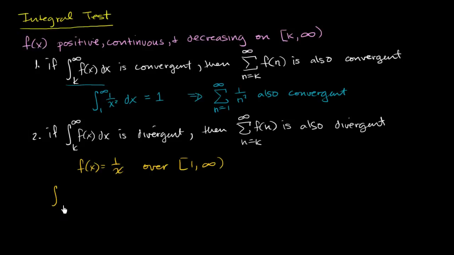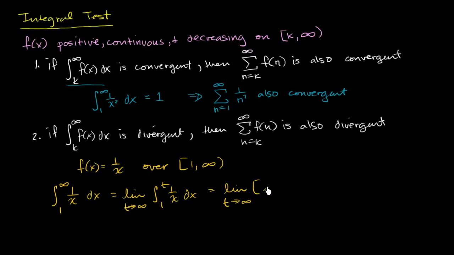So let's see what the improper integral from 1 to infinity of 1 over x dx would be. We could write this as the limit as t approaches infinity of the definite integral from 1 to t of 1 over x dx, which is equal to the limit as t approaches infinity of the antiderivative, the natural log of x, going from 1 to t.